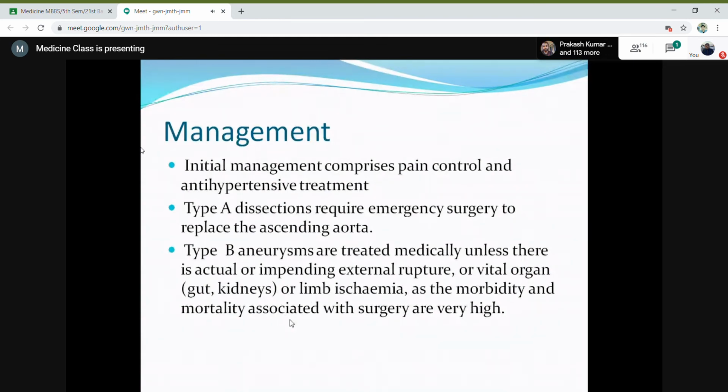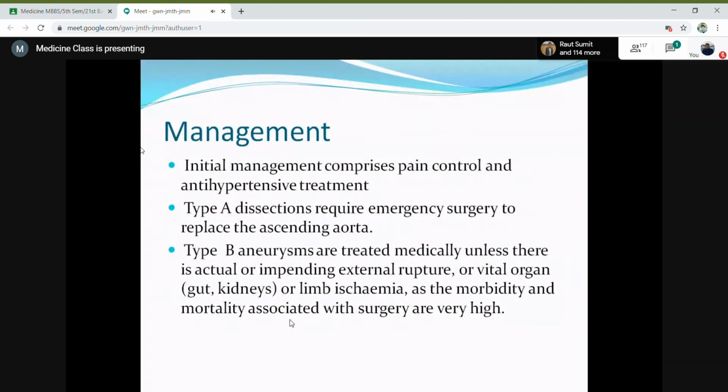And type B aneurysms are treated medically. Type A means involvement of the ascending aorta, so if there is involvement of the ascending aorta, surgery is indicated. If it is type B and does not involve the ascending aorta, it can be medically treated unless there is actual or impending external rupture. So medically treated, but if it has any complication, it has to be treated surgically.